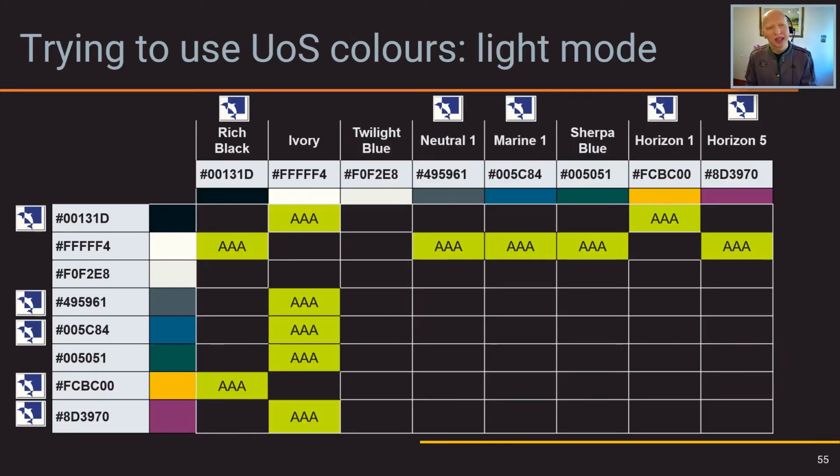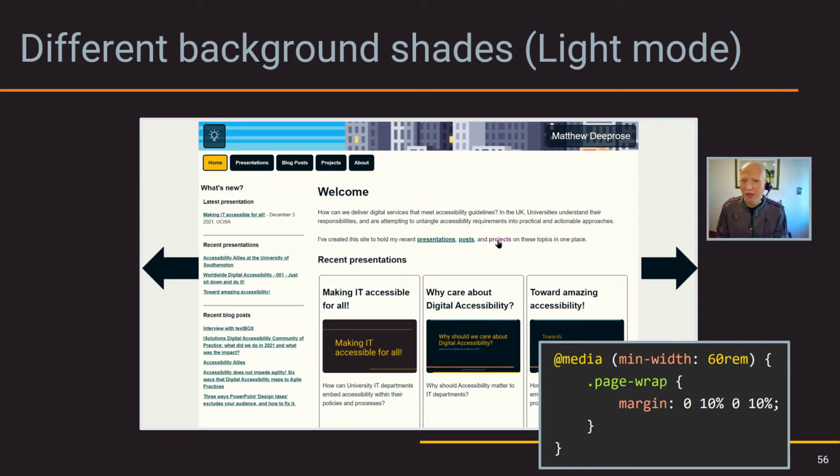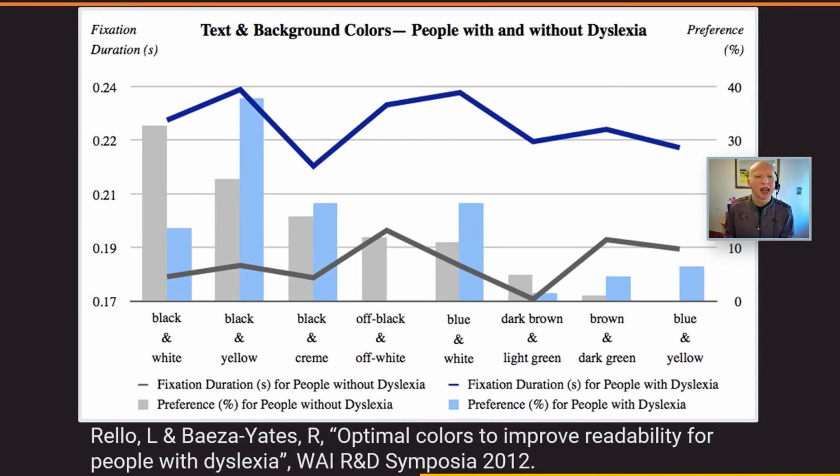In light mode, I had a bit less flexibility from the university palette. I wasn't able to use as many colors as I would have wanted to, and I also wanted to have a more creamy white than pure white, and the new university corporate PowerPoint templates have this kind of dull grey white, but I wasn't very keen on that. I wanted a more creamy one, and I had two shades of white because I was using those for margins. So in light mode, I chose rich black with an ivory creamy white.